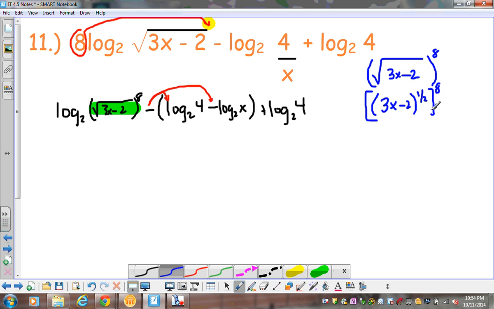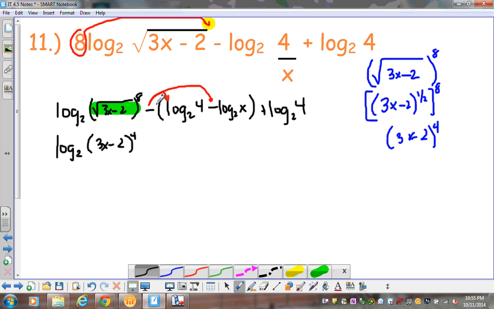And if you remember back when we were first looking at the properties of exponents, anytime you have a power raised to a power, you multiply. So half of 8 is 4. So this simplifies to 3x minus 2 raised to the 4th power. So the square root of 3x minus 2, all raised to the 8th, simplifies to 3x minus 2 to the 4th power. I'm going to write that over here. So log base 2 of 3x minus 2 raised to the 4th power. So there's that.